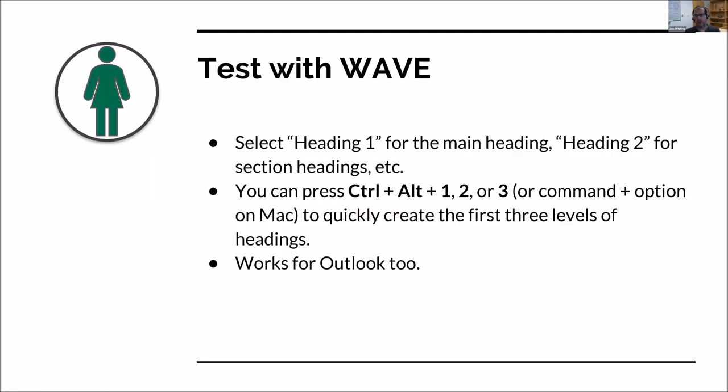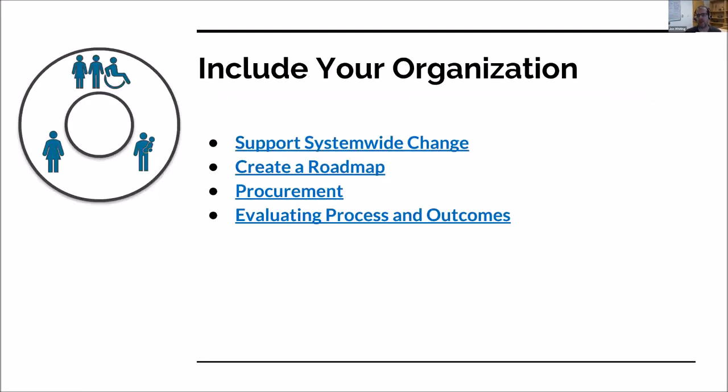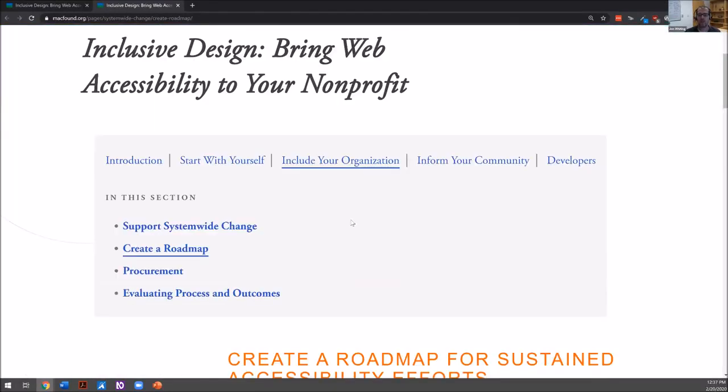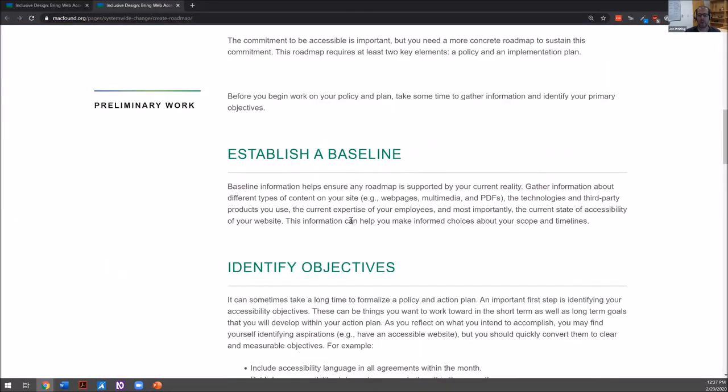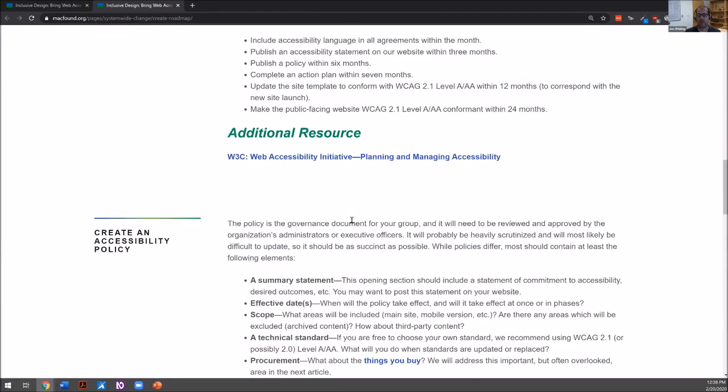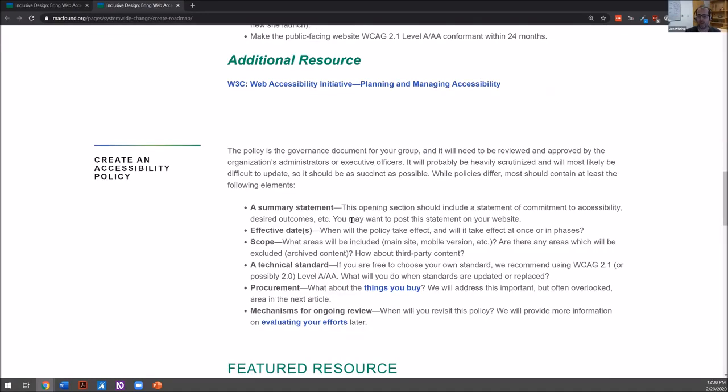So also the ability to test with WAVE that Cindy already talked about, so we'll jump past that. The next group, including your organization, has a few resources there as well. Resources on supporting a system-wide change, creating a roadmap. And by roadmap, I mean what are the things that you're going to do and what are the timelines to accomplish those things? So I've jumped to that creating a roadmap resource within this website, these MacArthur Foundation resources.